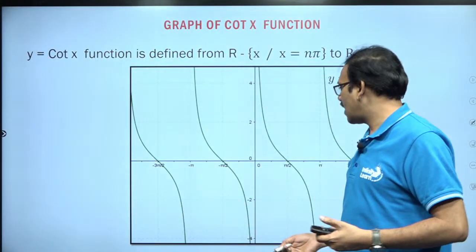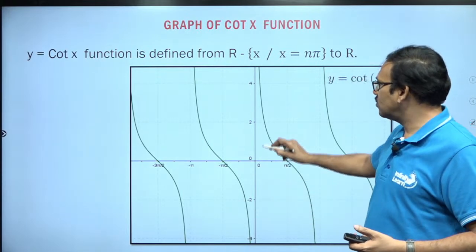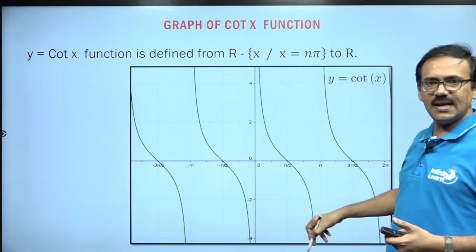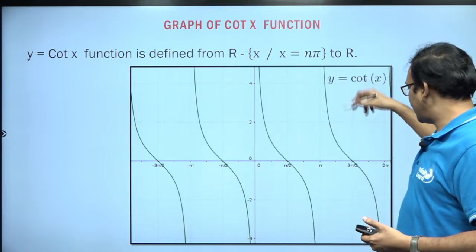Then next graph, dear students, you see here itself I have drawn the cot graph. You see, you can have some reference. At 0, you see it is almost at infinity, 0 to pi the graph is like this, and pi to 2 pi the graph is like this.